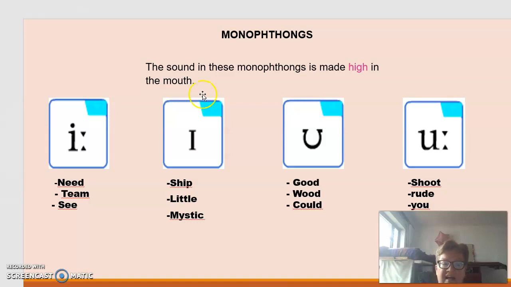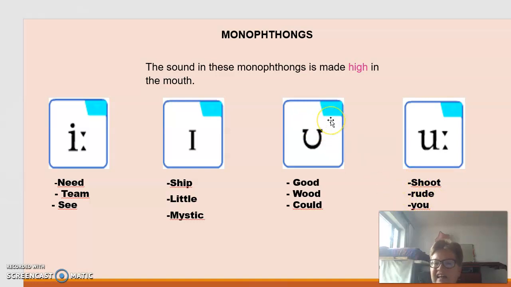Let's start, like here. This vowel is called E, like need, team, see. This one is called the short i, like sheep, little, mystic. This one is like good, wood, cool. And the last one is oo, like shoot, root, you.